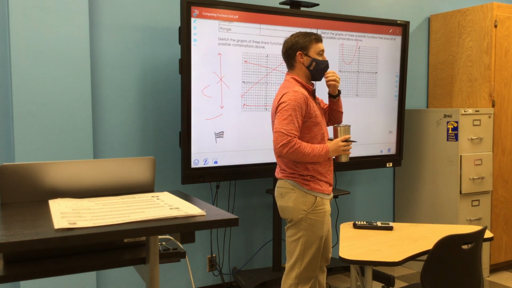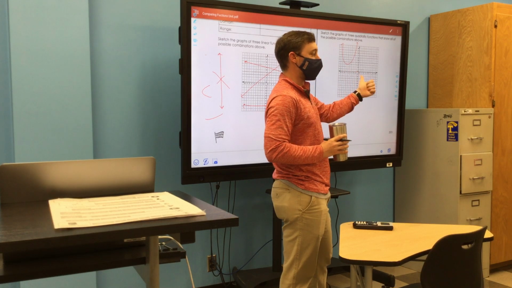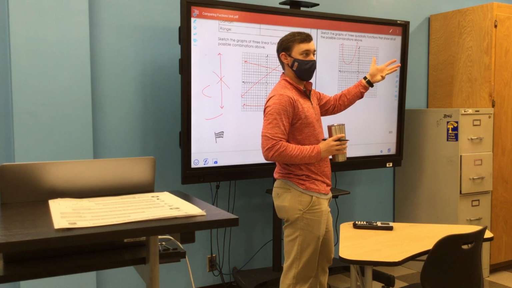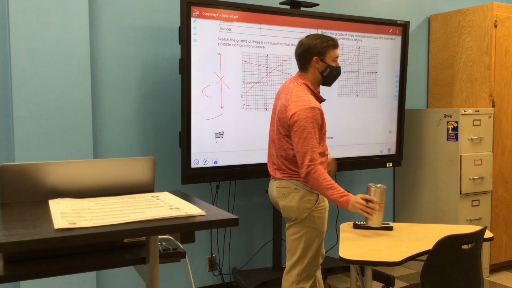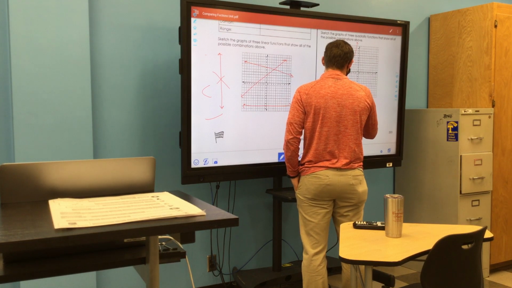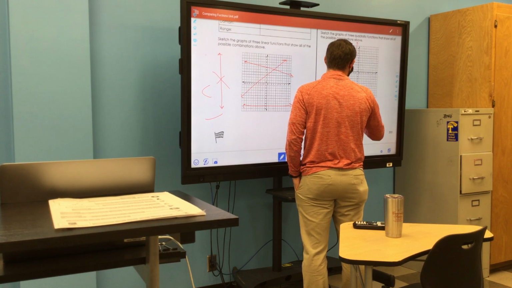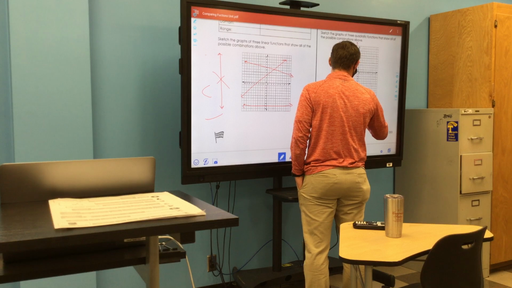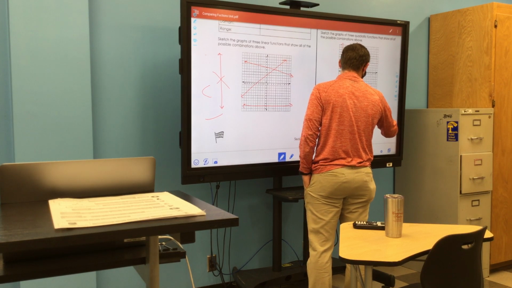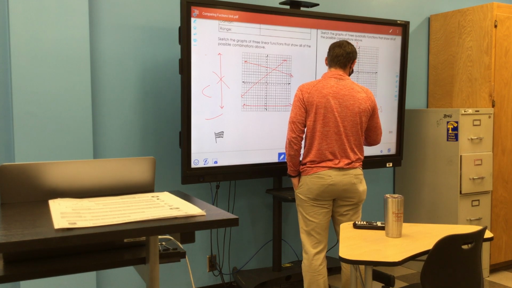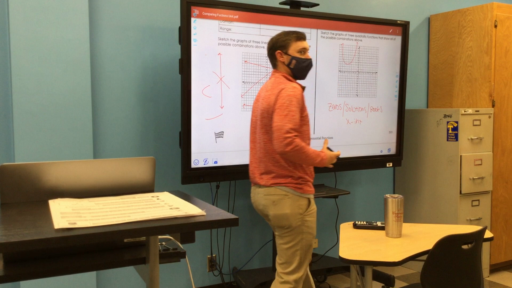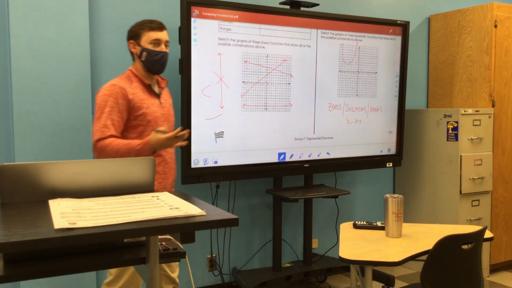Remember, when we talk about solutions, we say solutions, roots, zeros, or x-intercepts. Those can be called 4 different things. Let's write that: zeros, solutions, roots, and x-intercept. You can call any one of those 4 things interchangeably.